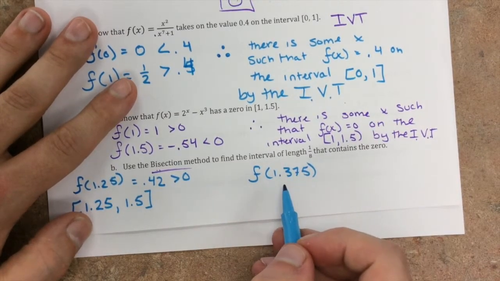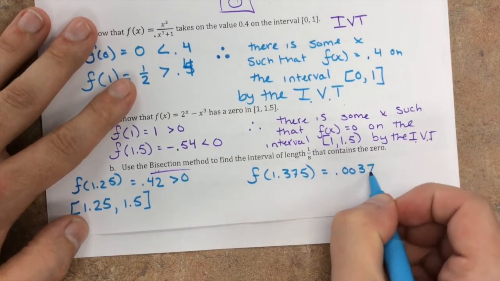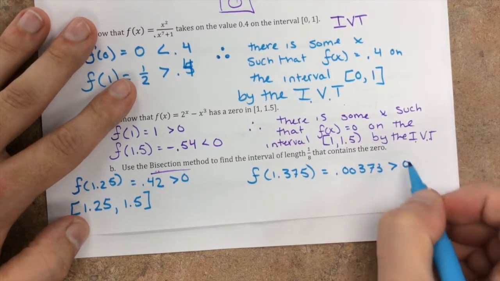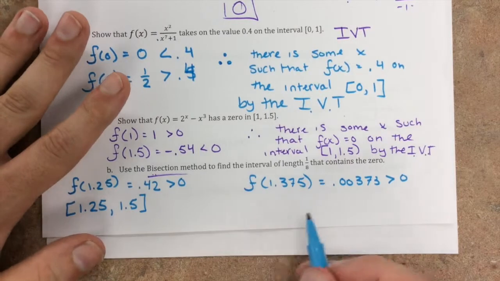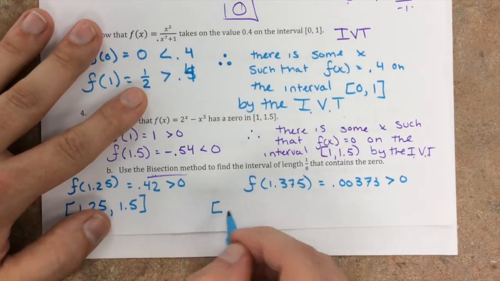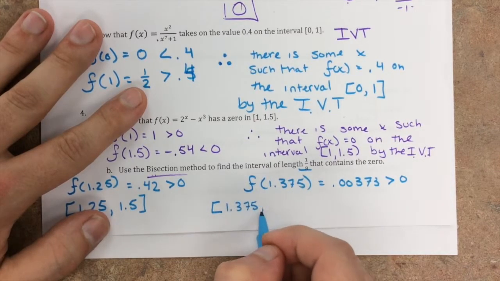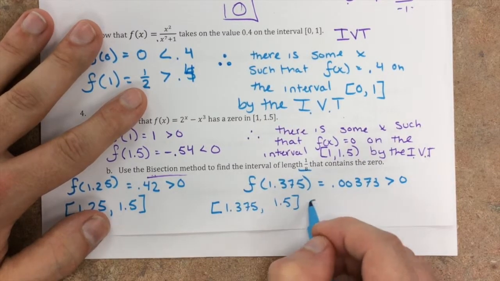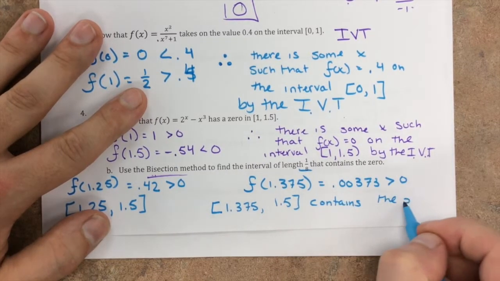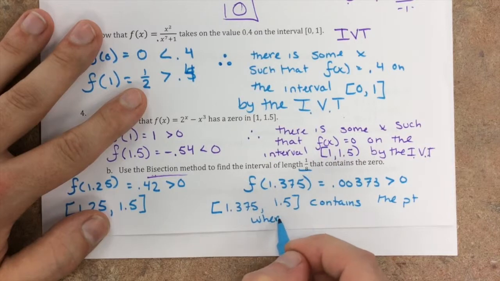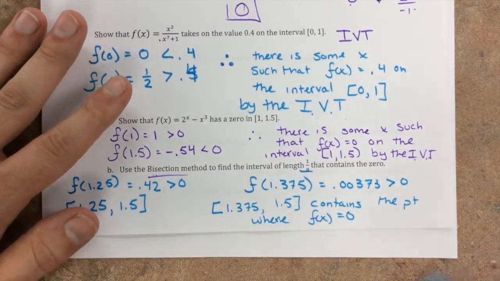So 1.375, we plug that in, we get 0.00373, which is still positive, but it's smaller than 1.25. So that tells us that the interval 1.375 to 1.5, which is 1/8 away, contains the point where f of x equals 0. So that's the front side.